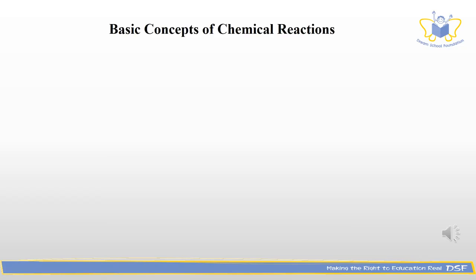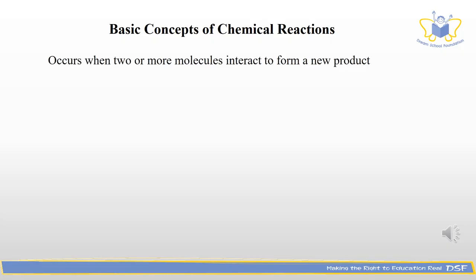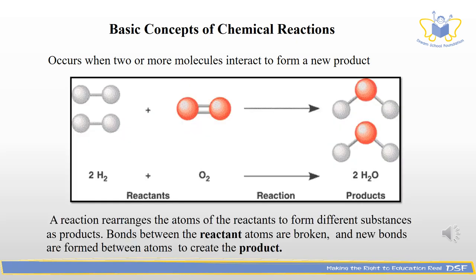Basic concepts of chemical reactions. A chemical reaction is a process that occurs when two or more molecules interact to form a new product. As we see in the picture, the hydrogen and oxygen interact to produce new compounds, which is a product. Here it is water. Compounds that interact to produce new compounds are called reactants, whereas the newly formed compounds are called products.